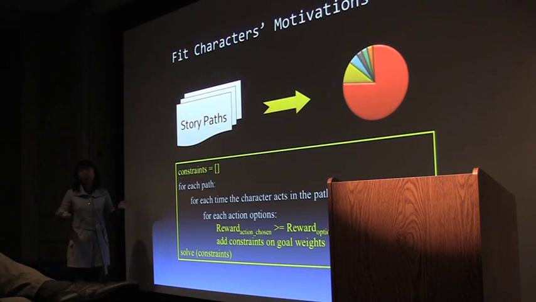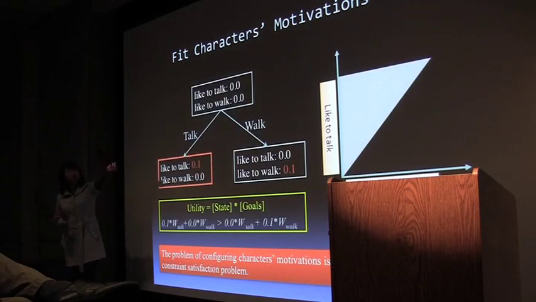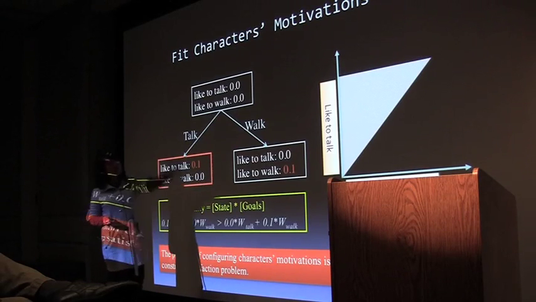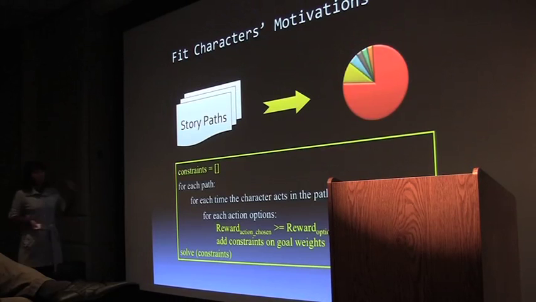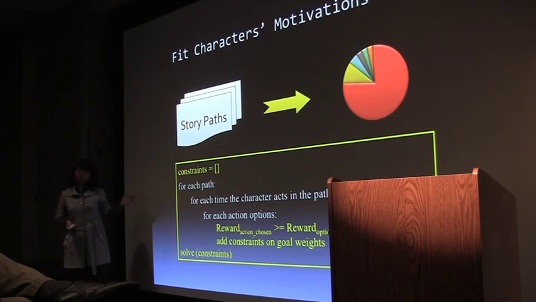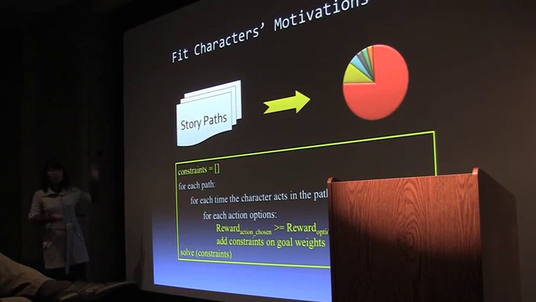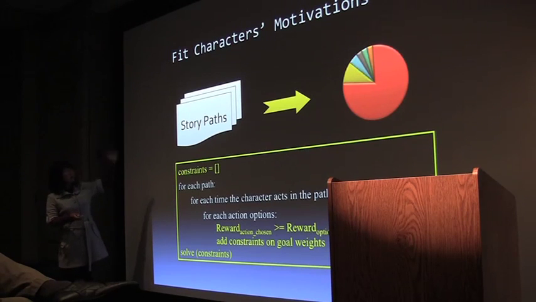So each decision generates certain constraints on the configurations of the goals. Remember this 2D diagram. That's a constraint on the relationship of these two goals. So you just travel along each of the paths and collect all these constraints. And by the end, you just use a standard constraint satisfaction solver to solve the problem. Basically, can I find a set of goal weights that satisfy all the constraints that were collected at each step in this story path?